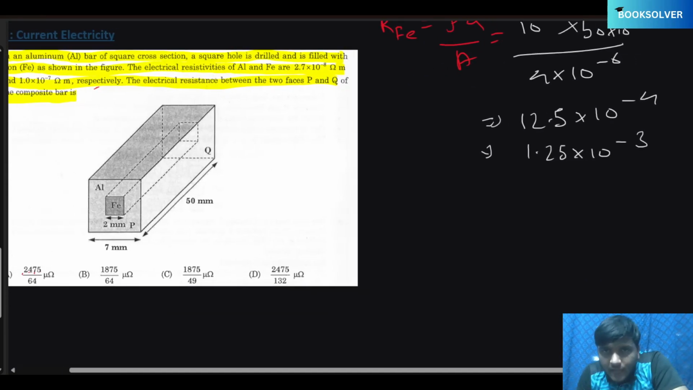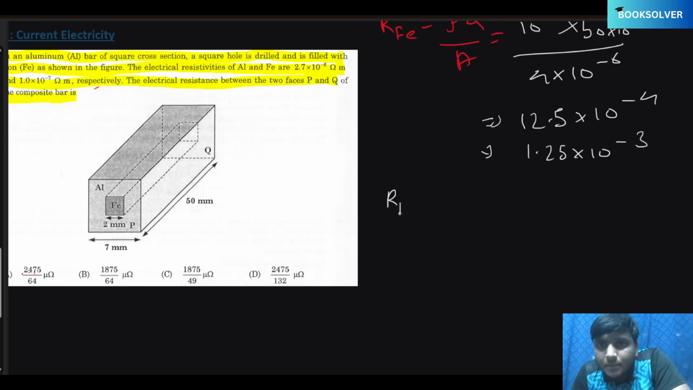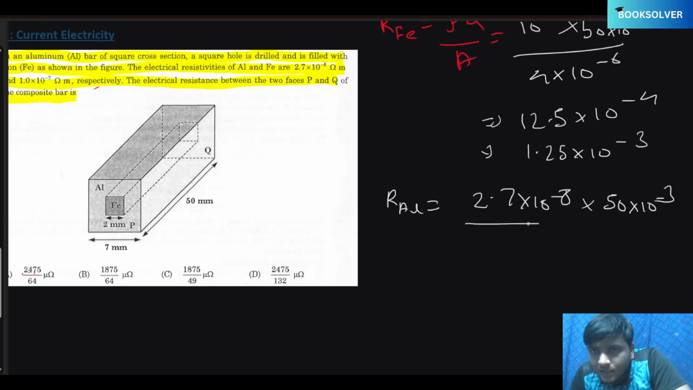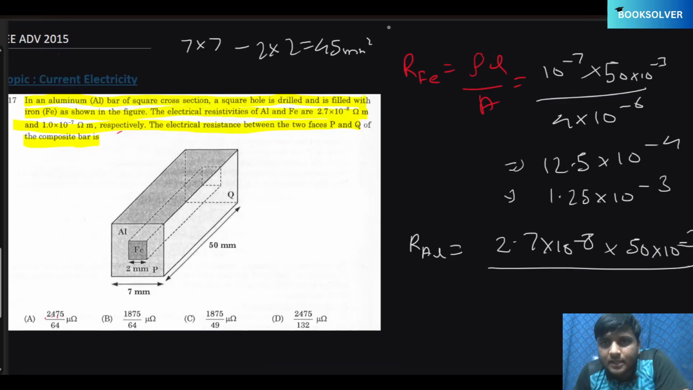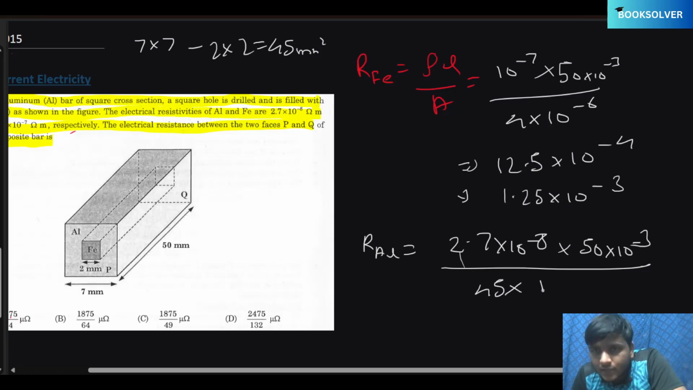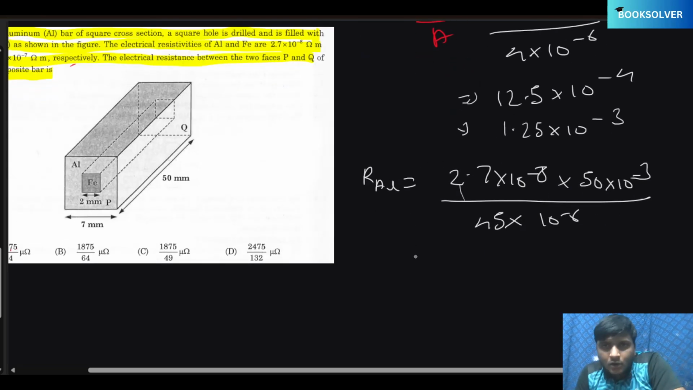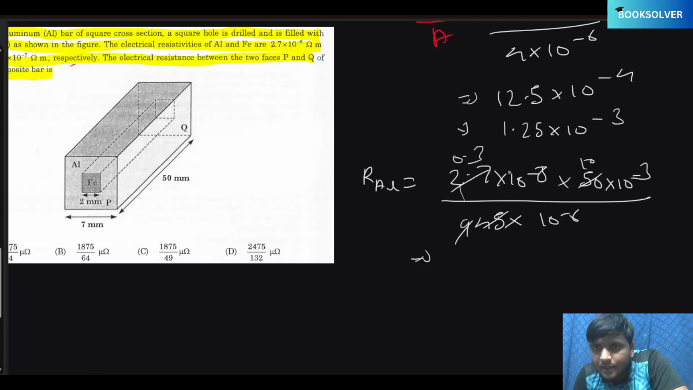Now similarly, if we want to calculate for our aluminium part, the resistivity is given as 2.7 into 10 to the power minus 8. What should be its length? It is similar, 50 millimeter, that is 50 into 10 to the power minus 3. And for its area, the initial area was 7 by 7, but we have removed the 2 by 2 part, so it has become 45 millimeter square basically. So we can write it as 45 into 10 to the power minus 6. Now if we do the calculations here, 50 by 45 and the 2.7 gives about 0.3 into 10 to the power minus 5.